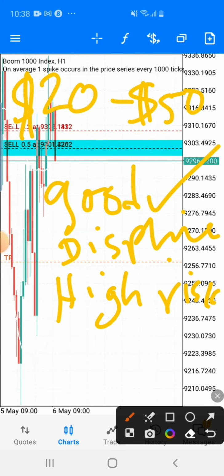You should know that these $20 you want to take to $50, you are taking a high risk because you want to make more than 200% of your account in one trade. You want to double your account, you want to triple your account. That means you are doubling your risk also.